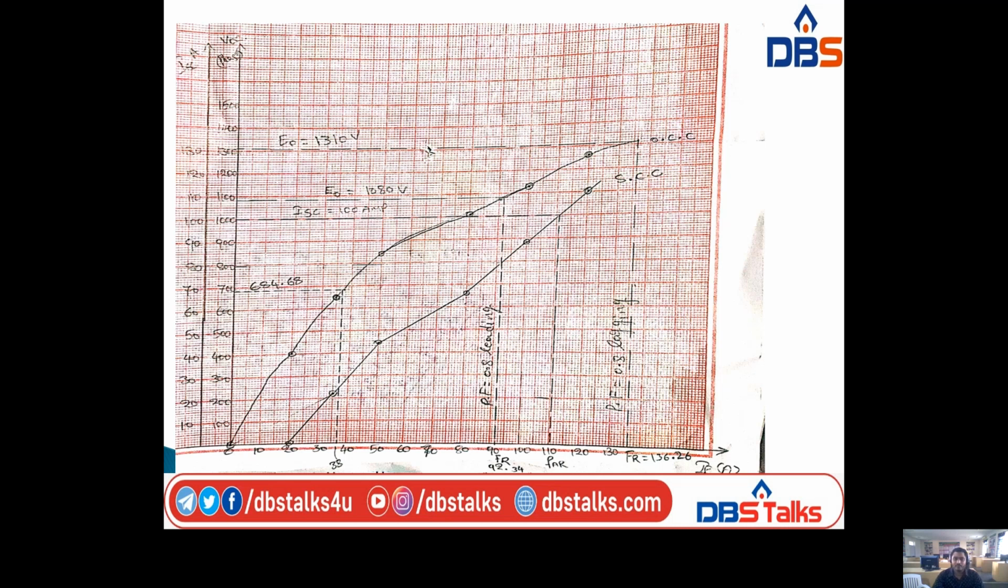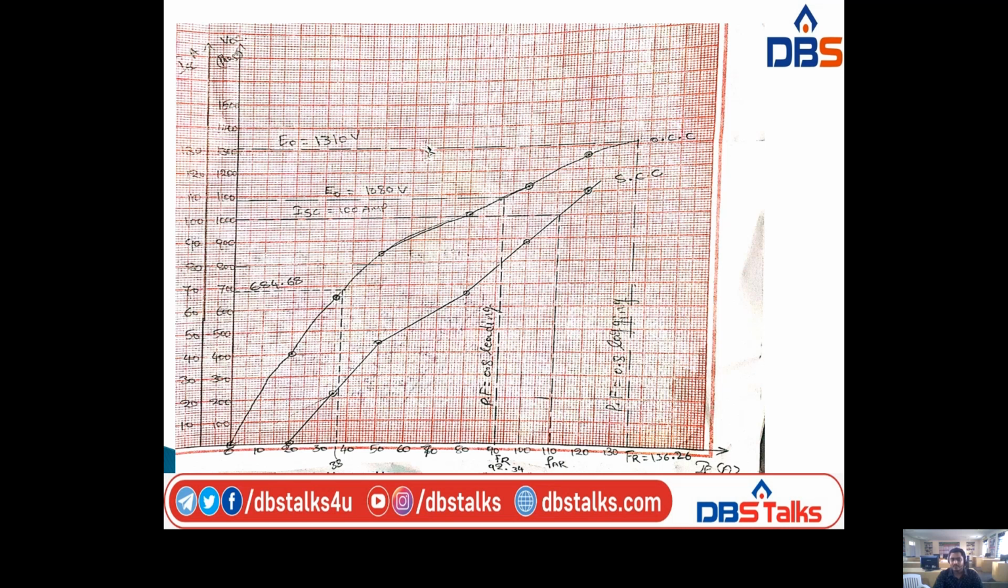Next I am moving to the y-axis, where I am taking the two parameters, short circuit current and open circuit voltage, with the x-axis being IF. For the OCC, the curve is drawn between open circuit voltage versus field current. And if you want to draw the short circuit curve from the given data, we have to take the short circuit current versus field current. That's why I am taking two parameters on the y-axis.